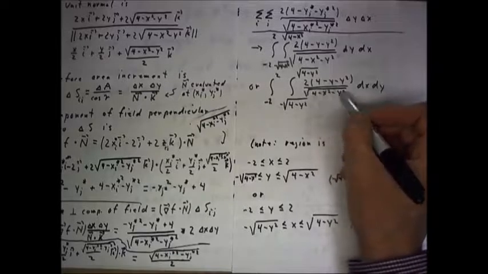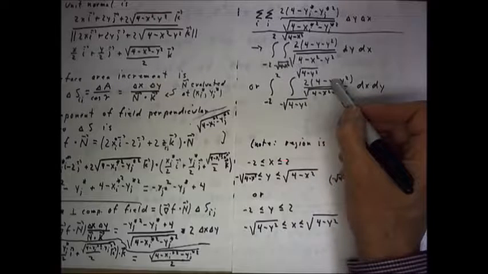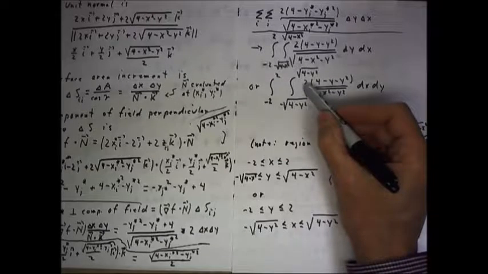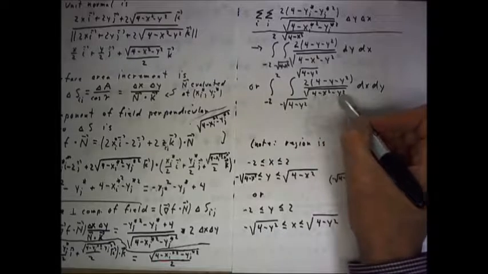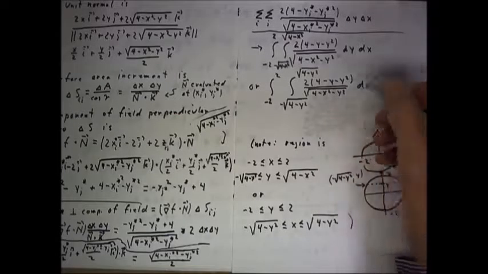you're going to end up separating this into three integrals. One where you have 8 divided by this, another where you have minus 2y divided by this, another where you have minus 2y squared divided by this. In two of those cases, you're going to let y equal some constant times the sine of an angle.